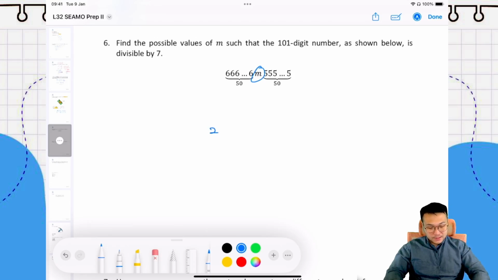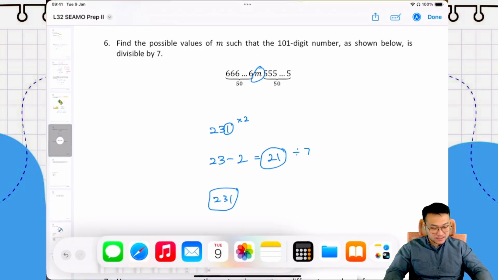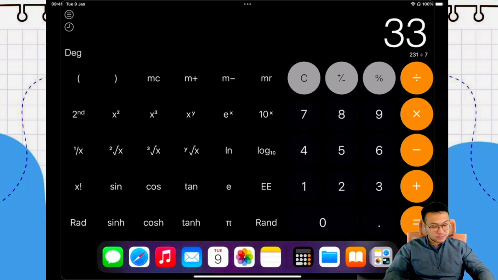Okay, let's do an example. Let's say this number 231, right? So you take the last digit, you double it. So you take the rest of the number minus 2 times the last digit. Aha! Then you ask yourself, is this divisible by 7? Yes, it is. Therefore, the entire number is also divisible by 7. Let's test it out. Yep, it works. Well done.